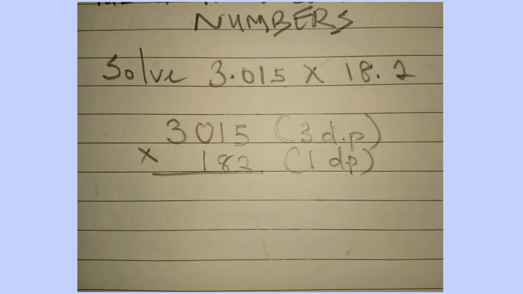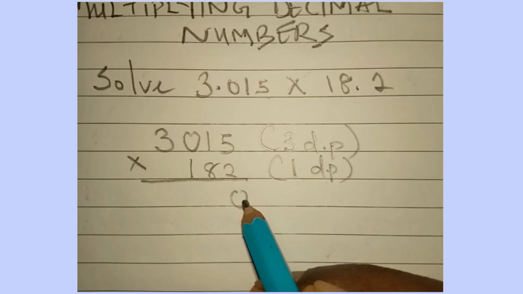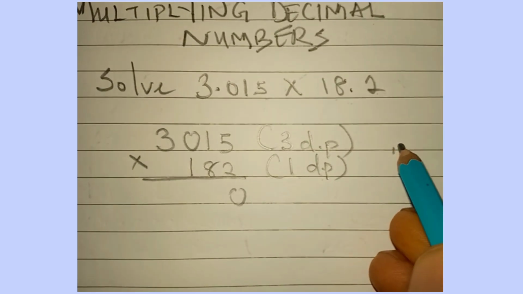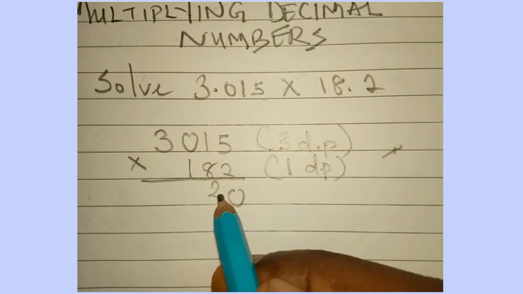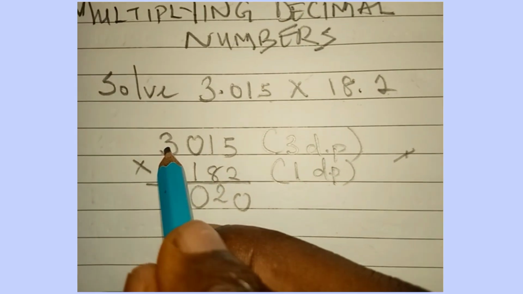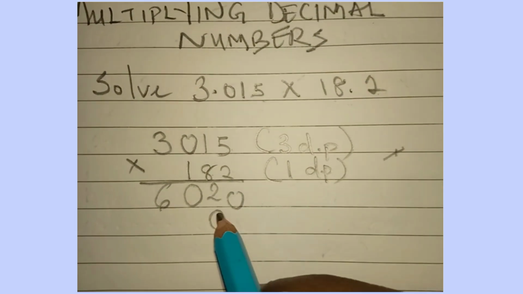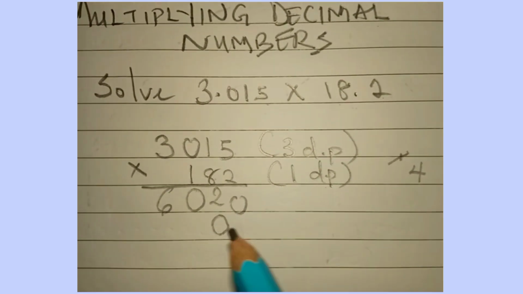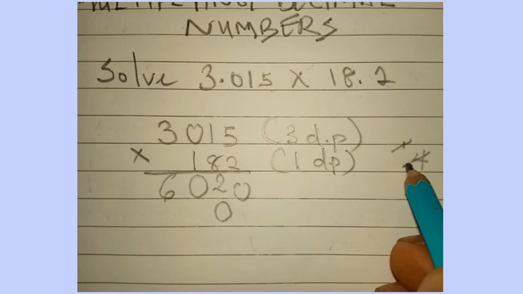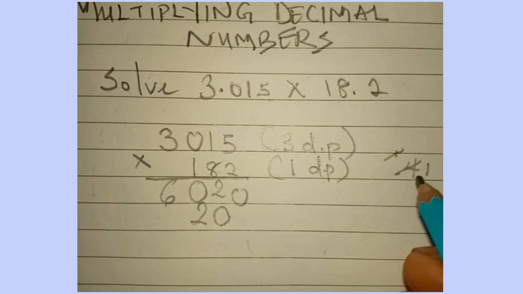I'm sure we're good with our multiplication table. In that case, 2 multiplied by 5 is 10. Leave aside 1. 2 multiplied by 1 is 2, plus the 1, that's 2. 2 multiplied by 0, anything multiplied by 0 is 0. 2 multiplied by 3 is 6. 8 multiplied by 5 is 40. You write the 0 and take out the 4. 8 multiplied by 1 is 8, plus the 4, which will give you 12. You write down 2 and you write down 1.